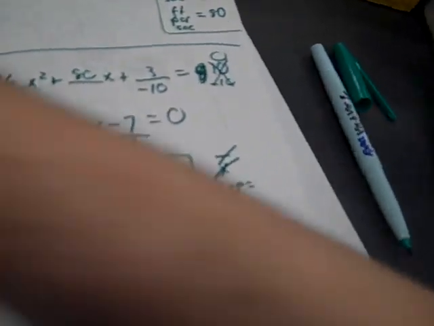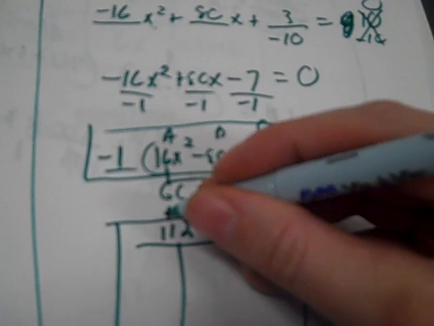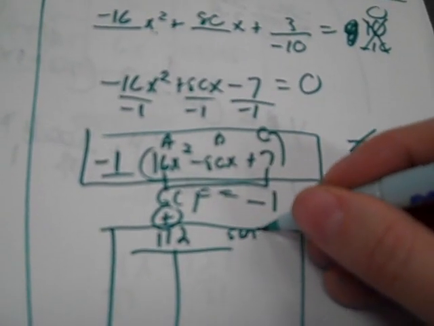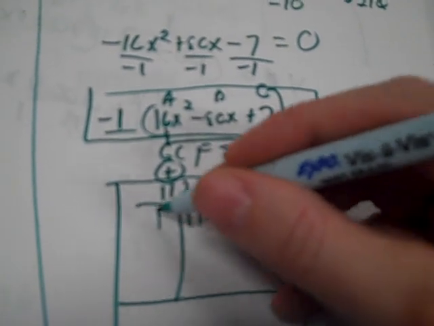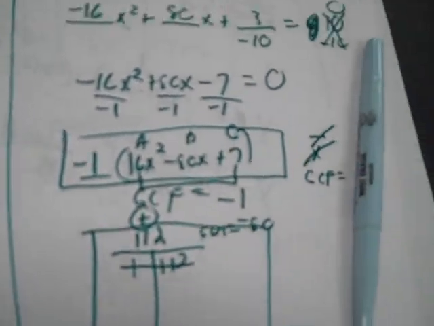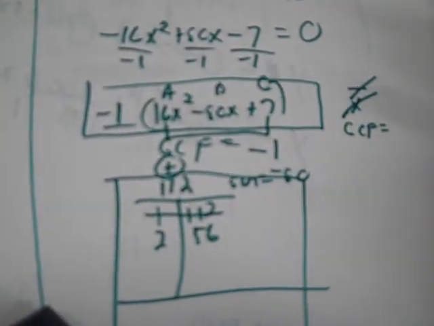So 16 times positive 7 is 112. It's positive, so that would be a sum of 80. 80 is negative, and 1 and 112 isn't it. 112 divided by 2 is 56. Well, 56 minus 2 is 54.